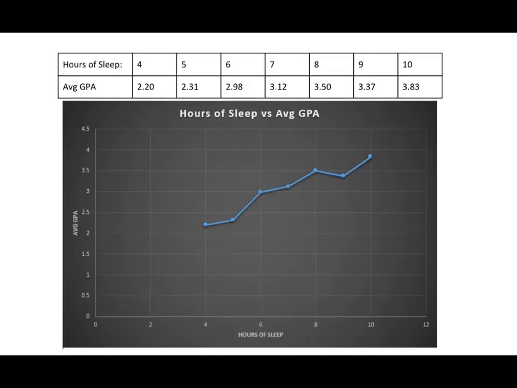Let's say for this survey, we got these results instead. Then we could claim that there is a positive correlation between the hours of sleep a student gets a night and the average GPA, because as the hours increase, so does the GPA.